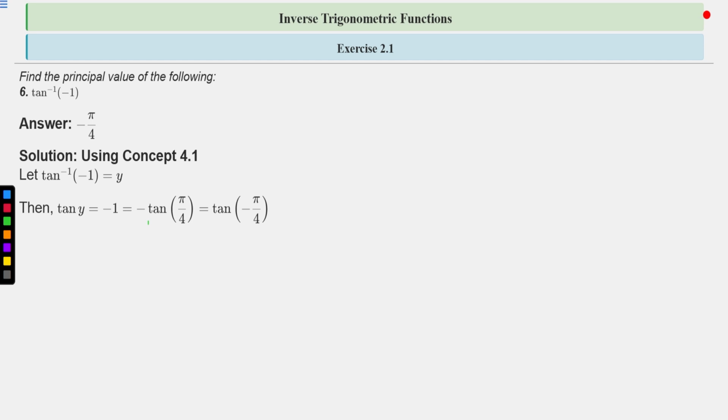So tan y we can write it as tan of minus pi by 4, right? Got it? Because we know that tan of minus theta is equal to minus tan theta, right? So minus of tan pi by 4 can be written as tan of minus pi by 4, right? Now we have to compare: tan y is equal to tan of minus pi by 4, right?